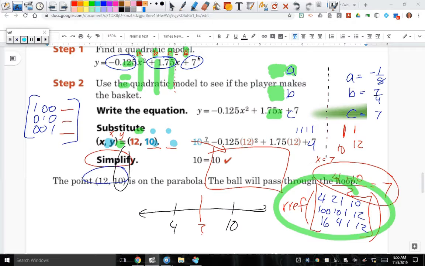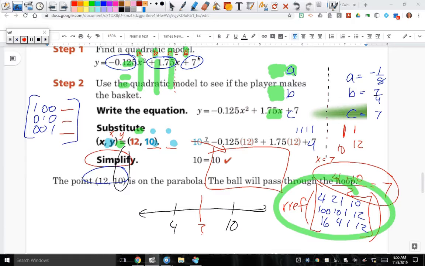You with me? What made it that we solved this with a calculator, compared to the other one that we didn't solve with the calculator, is that the other one we had 0, 0. This one we don't have 0, 0. We had 3 distinct points. You with me? Questions?